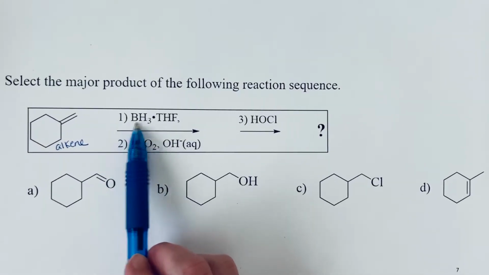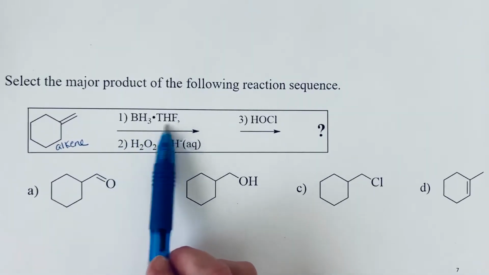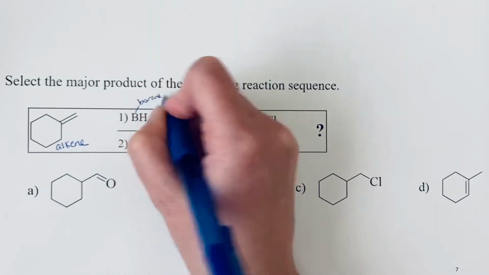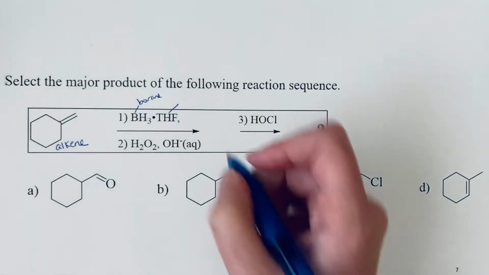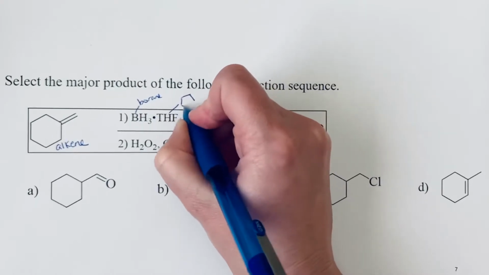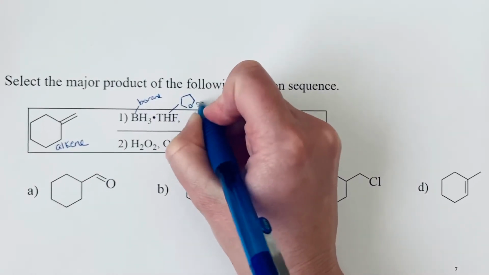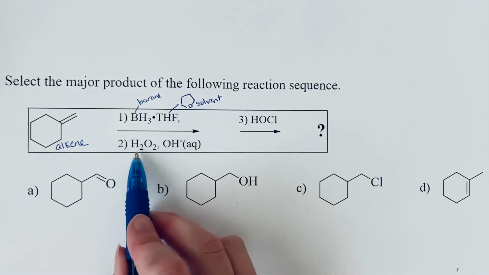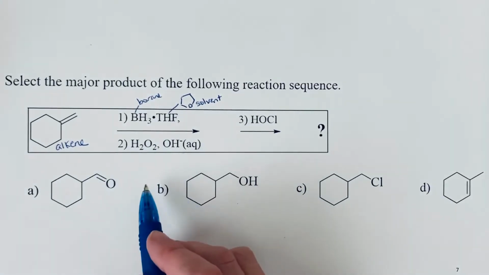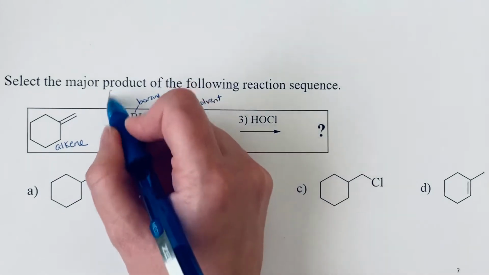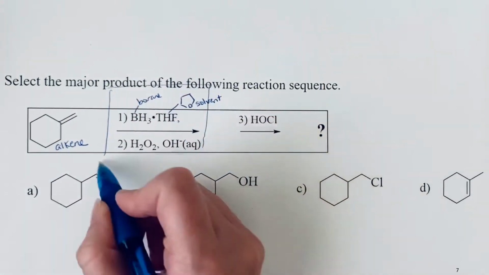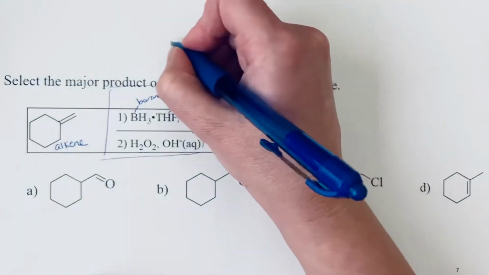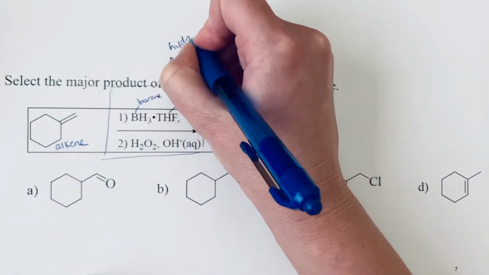So borane in THF. THF is a solvent, it is a cyclic ether. So that is a common solvent for this reaction. And then we're reacting in the second step with hydrogen peroxide and aqueous base. So overall, these conditions are the conditions for the hydroboration oxidation of an alkene.